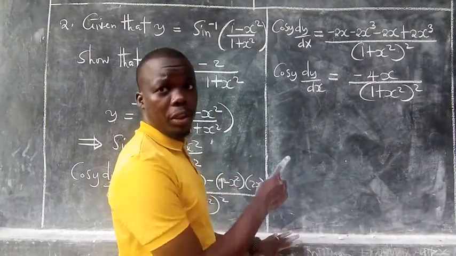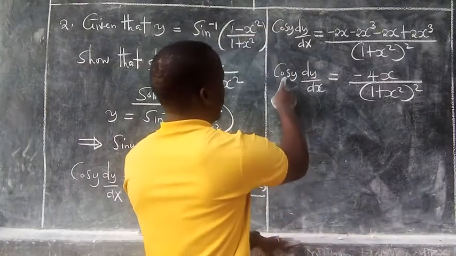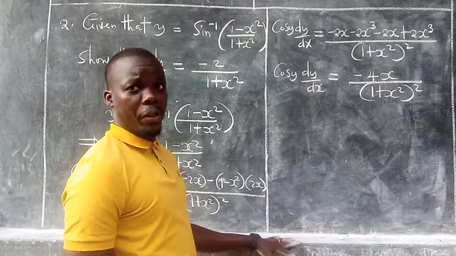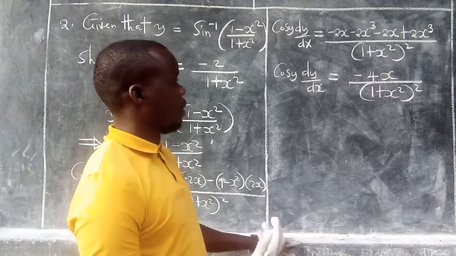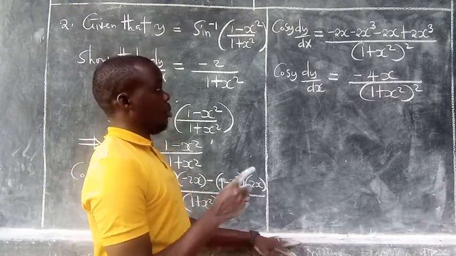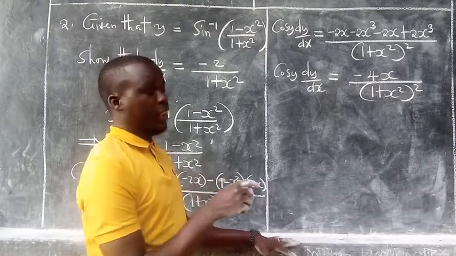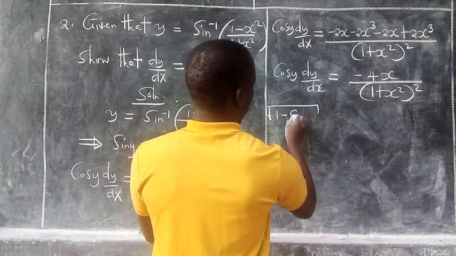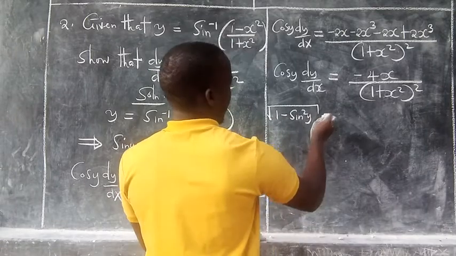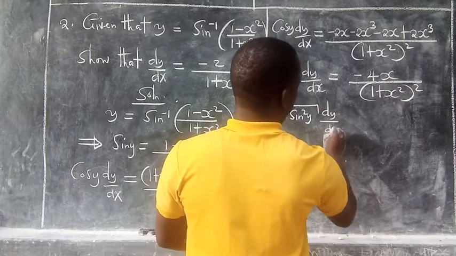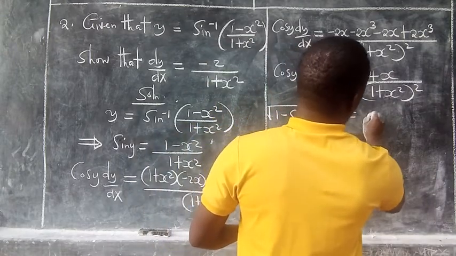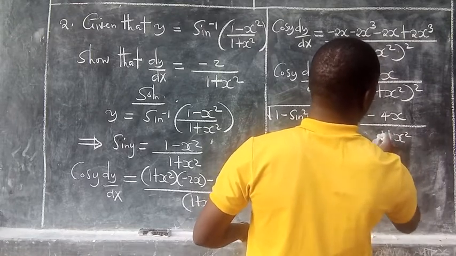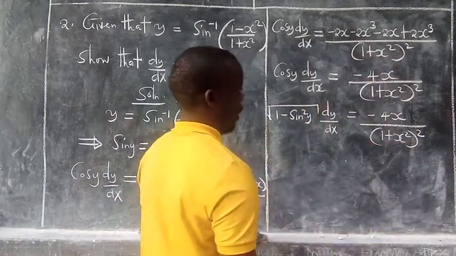Now from this point, we can now think about cos y. Remember, I can use the first identity of trigonometry, where cos squared y plus sine squared y is equal to 1. So it means cos y alone will be the square root of 1 minus sine squared of y. All this dy dx giving us minus 4x out of 1 plus x squared, but also squared.